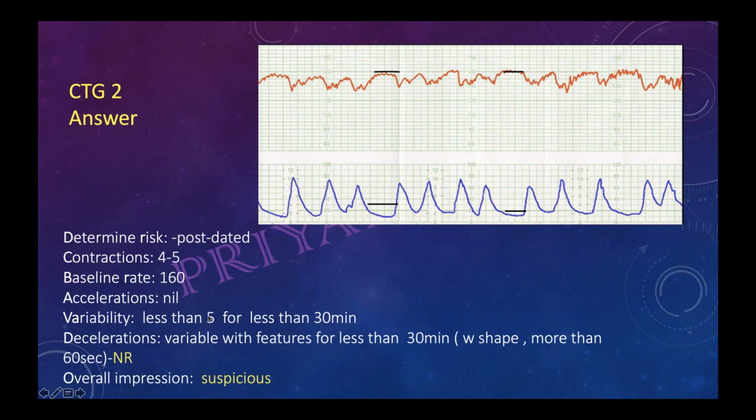Though it appears to be less than 5, as it is less than 5 for less than 30 minutes, we will not put it under NR feature. In this particular trace, because we have got almost a 20 or 25-minute trace, we have only one NR feature, that is variable deceleration, that is W shape. Also, here it is going more than 1 minute. So it has a concerning feature, and it is less than 30 minutes. So it is NR and it is a suspicious CTG.